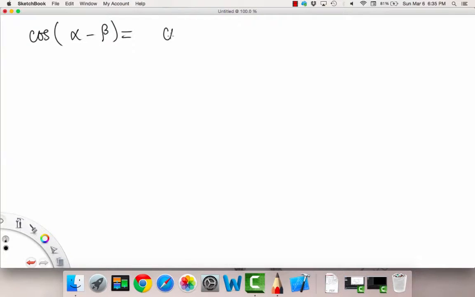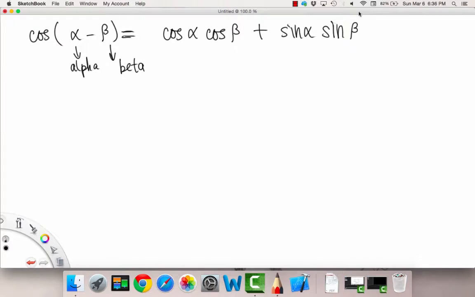So this is given by the formula of cosine. So this is called alpha, just by the way. Alpha, and this guy here is called beta. They are Greek letters. Okay, so cosine of alpha minus beta is equal to, there's a formula which says this is equal to cosine alpha times cosine beta, and then plus sine alpha times sine beta.